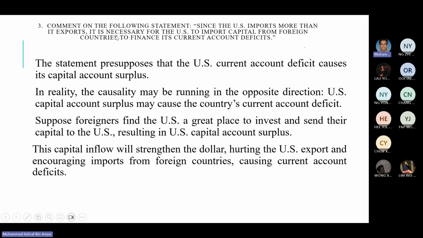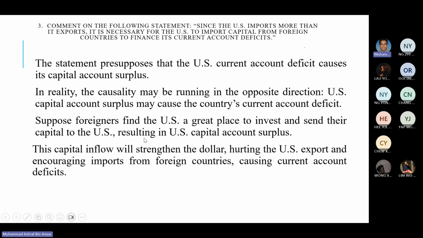So the answer, you should answer something like this. Suppose that the U.S. current account deficit causes its capital account surplus. The causality may be running in the opposite direction. The capital account surplus may cause the country's current account deficit, because they import a lot rather than export. Suppose foreigners find the U.S. a great place to invest and send their capital to the U.S., resulting in a U.S. capital account surplus.